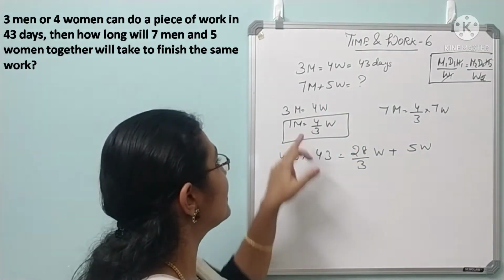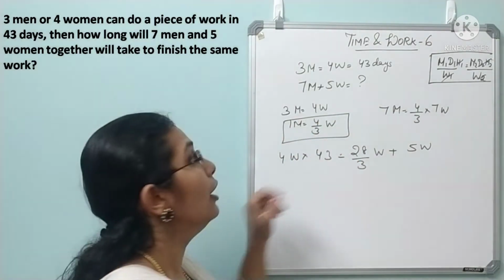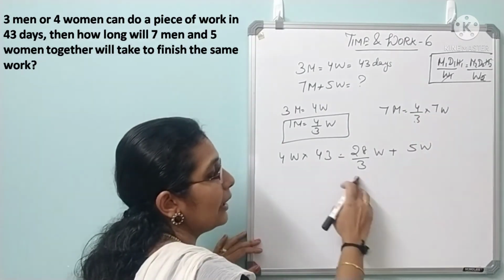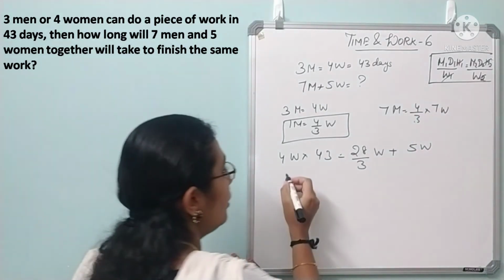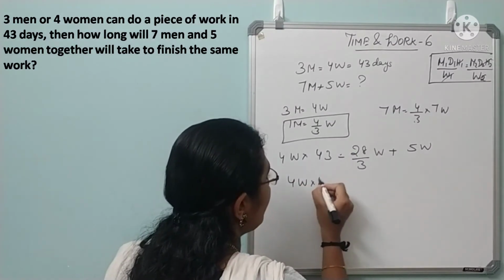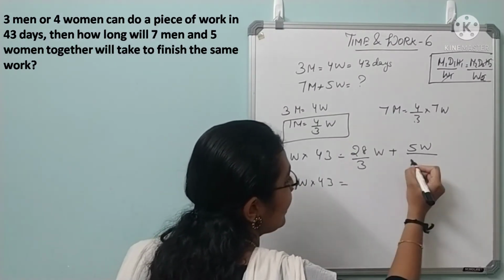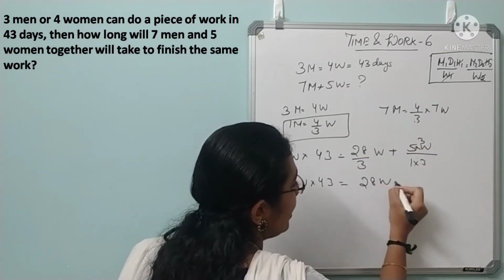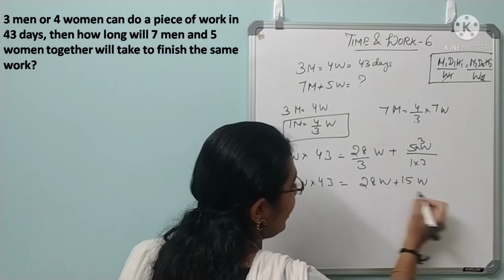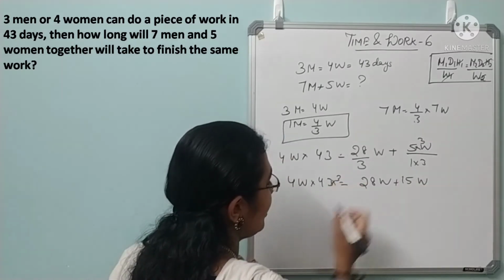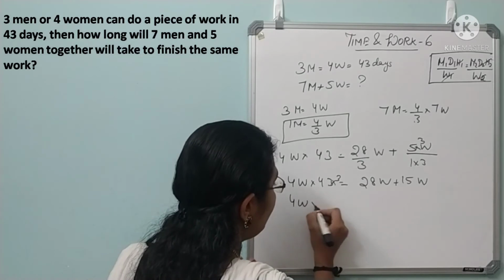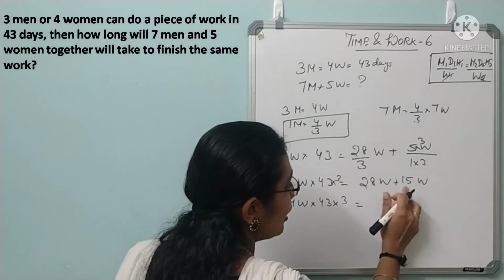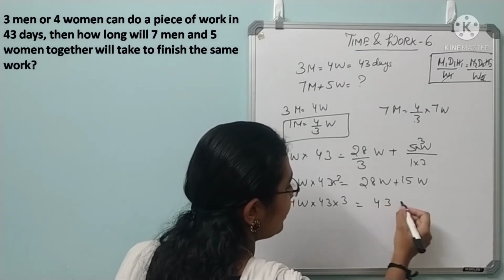Clear? How did I get this? See, 1 man is equal to 4 by 3 women. So 7 men means into 7, right? So 4 by 3 into 7, which is 28 by 3 women. Clear? Now 4 women into 43 is equal to, now taking LCM, 1 into 3 into 3. So 28 women plus 15 women divided by 3, that will come here as numerator, right? Yes. So 4 women into 43 into 3 is equal to 28 plus 15, 43 women.